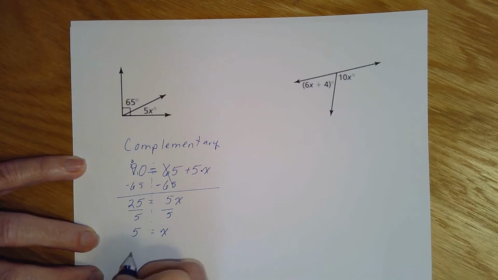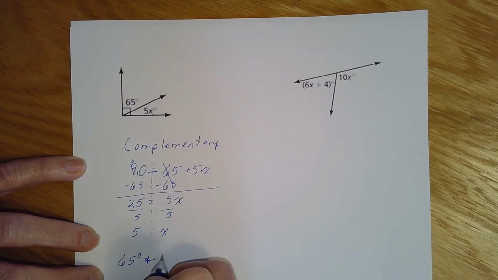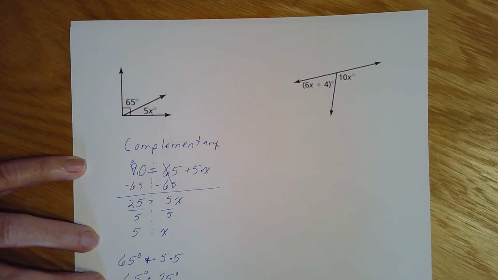Now, if I wanted to know what the two angles were, I've got a 65-degree angle, and I've got one angle that is 5 times x. So 5 times 5, so my angles would be a total of 65 degrees plus 25 degrees, and that would be the angle of 90 degrees. They would add up to 90 degrees.